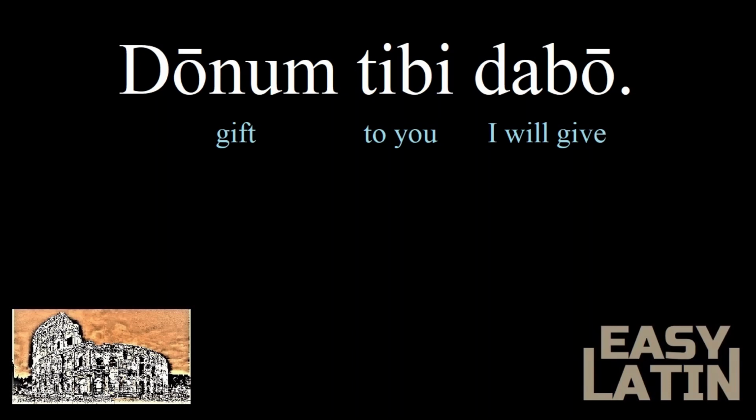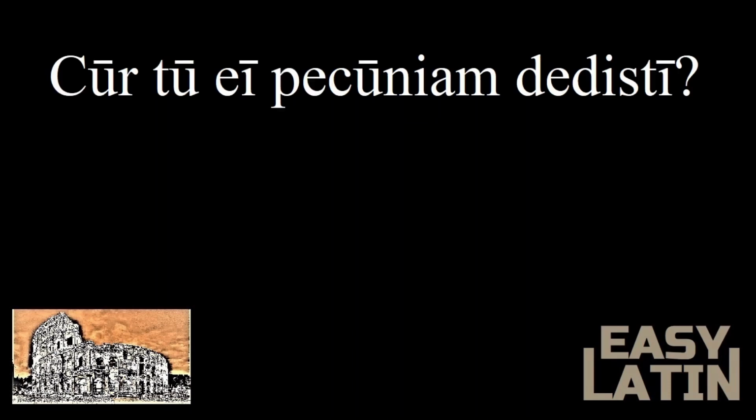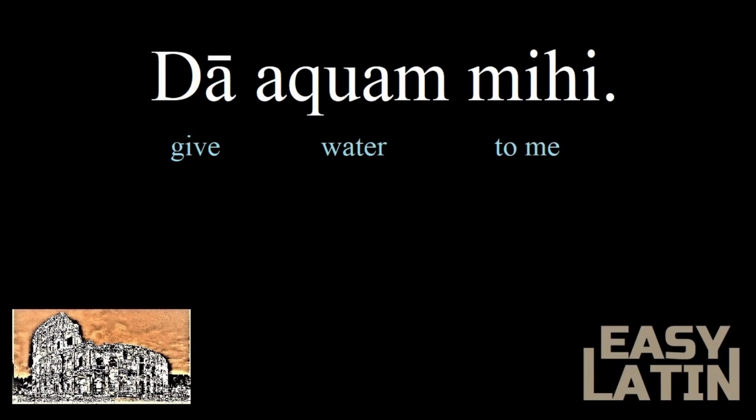But it's easier in Latin because he, she, and it all have the same dative form, which is in the next sentence. Cur tu ei pecuniam dedisti? Why did you give him or her money? And do you remember the dative for ego? Say, give me water. Da aquam mihi.